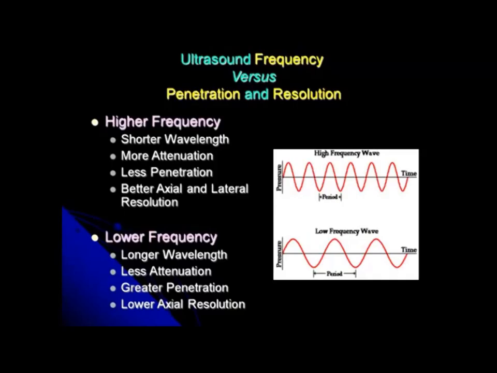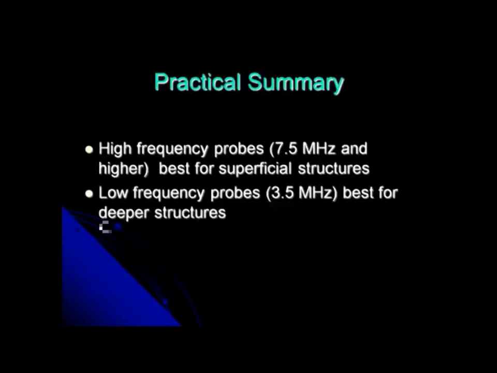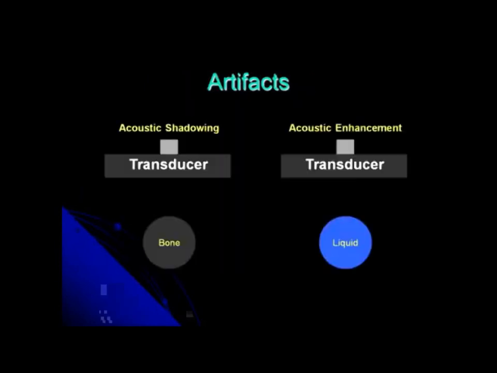The trade-off in ultrasound is that the higher the frequency, the better the resolution, but the poorer the penetration. With lower frequencies, you get better penetration, but you don't get as good resolution. In practice, we want to choose the highest frequency probe we can based on the depth we're scanning. So we'll choose a 7.5 megahertz probe for superficial structures and a 3.5 megahertz probe for deeper structures.